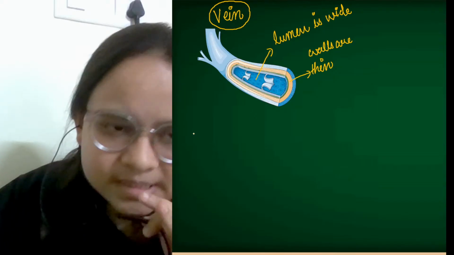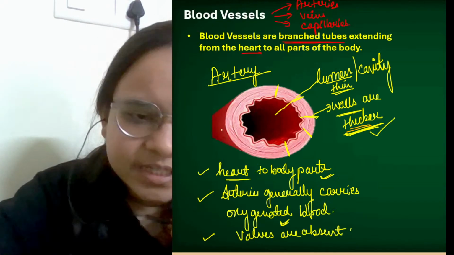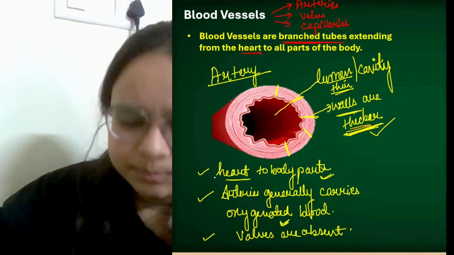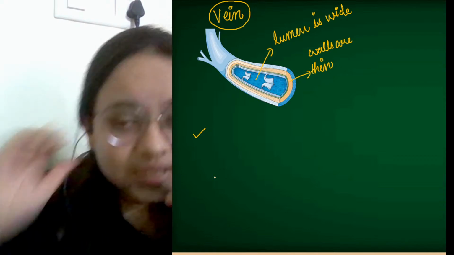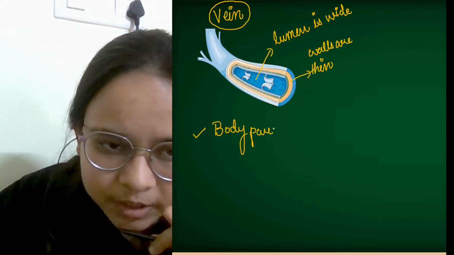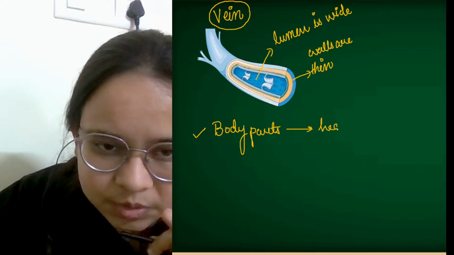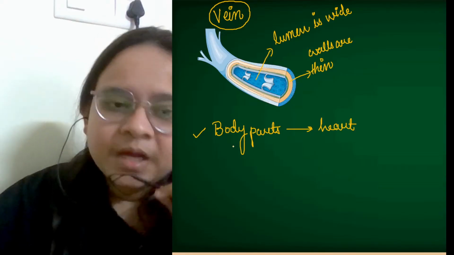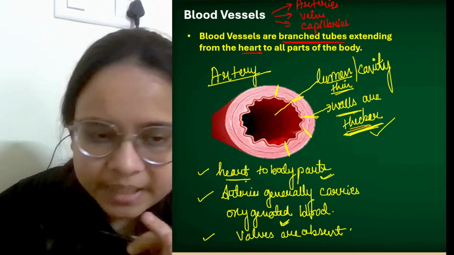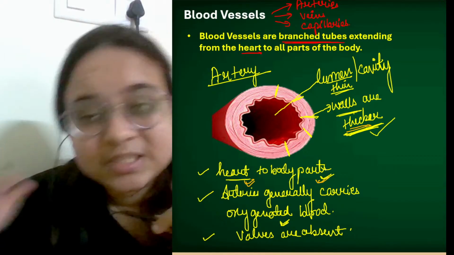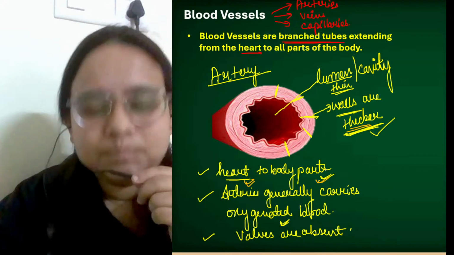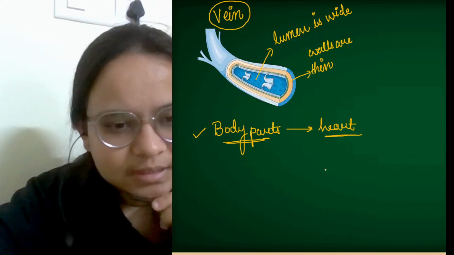Right? So the first point we studied in case of arteries is that it emerges from the heart and goes to the body parts. Just the opposite, veins actually emerge from the body parts and go to the heart. They carry blood from body parts to heart, whereas arteries carry blood from heart to body parts.